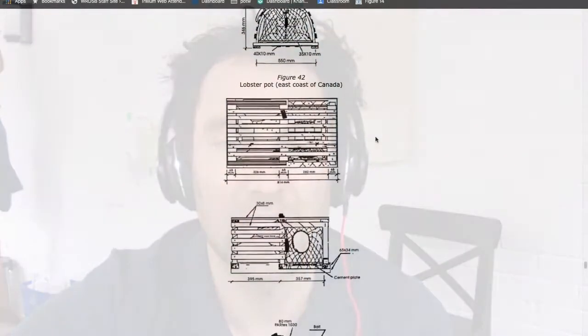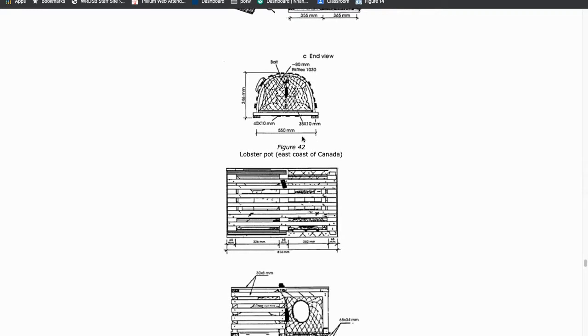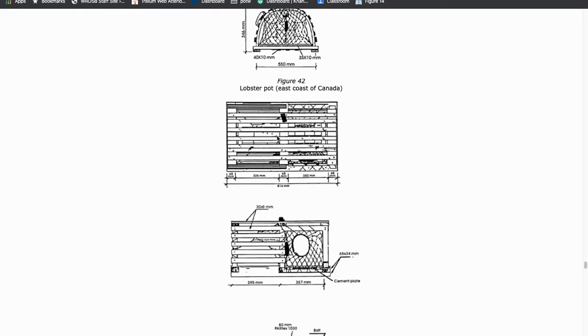Some plans that I found on the internet. It says a lobster pot from the east coast of Canada. But this is obviously way too big for me to make at home. 550 millimeters wide, 346 tall, and 814 millimeters long. So I need to make a scale model.